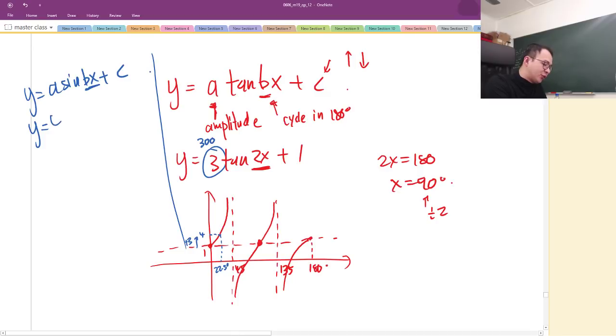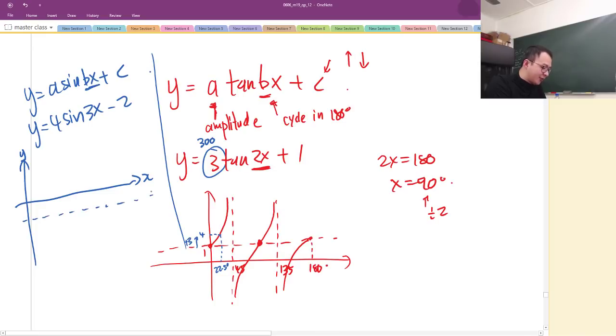So let's say I do 4 sine 3x plus 2. For the example, I don't want to keep on with plus, maybe minus 2. Alright, so same idea, I will draw the x-axis and y-axis first. And then because of the -2, I will start by drawing my -2 line, which is here. Amplitude 4 tells me what? From the -2, I will add 4, and from -2 here, I will minus 4. This is how I get my amplitude.